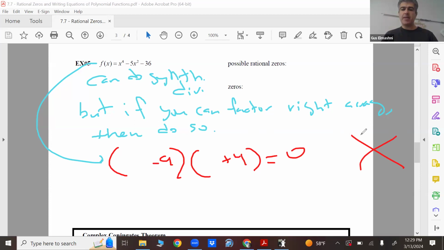You guys remember this back in the day? You guys do that kind of stuff. But what are we really doing? We're really doing the first term times the last term and putting a middle term down there. So it's actually negative 9x squared and 4x squared.